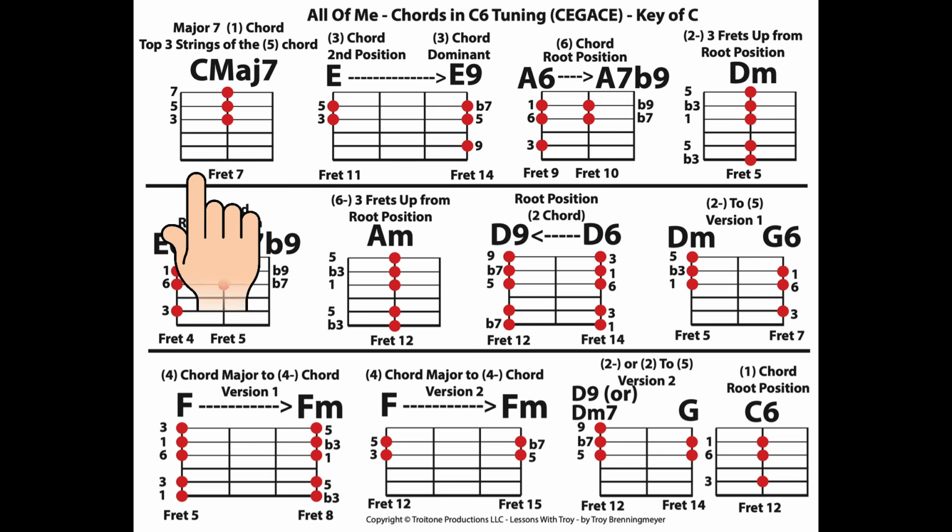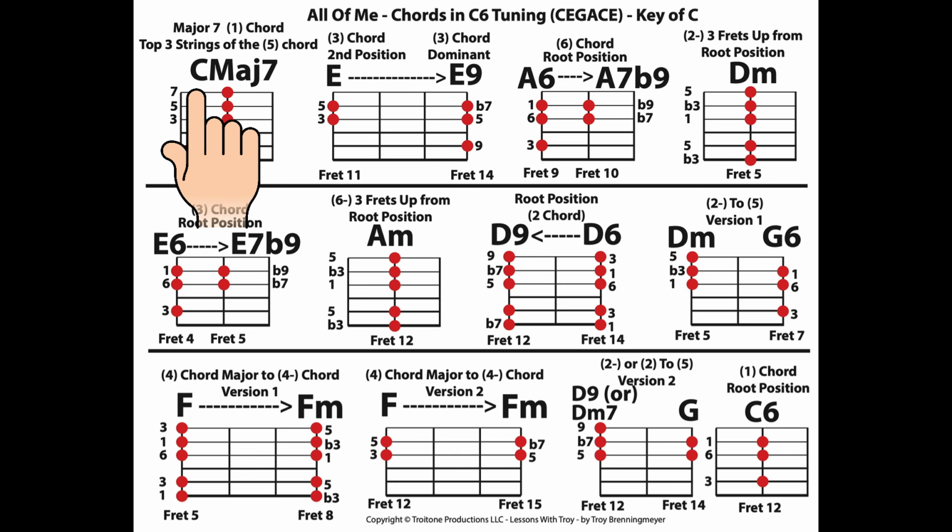This here, these are the strings. This is your thickest string here, your 6th string. Here's your thinnest string, your 1st string. So it goes 6, 5, 4, 3, 2, 1. This is C, E, G, A, C, E.